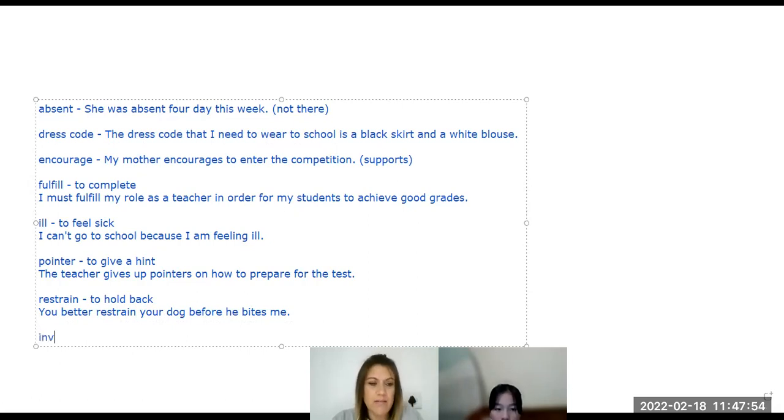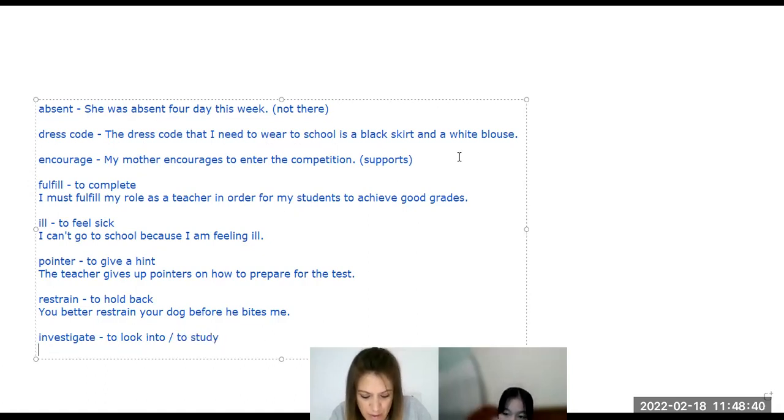Okay. Investigate. What do you think investigate is? I can't hear you, sweetie. I don't know this word. Investigate is to look into. To look into something or to study something. For example, the police will investigate the scene of the crime to try and find some clues. Investigate.